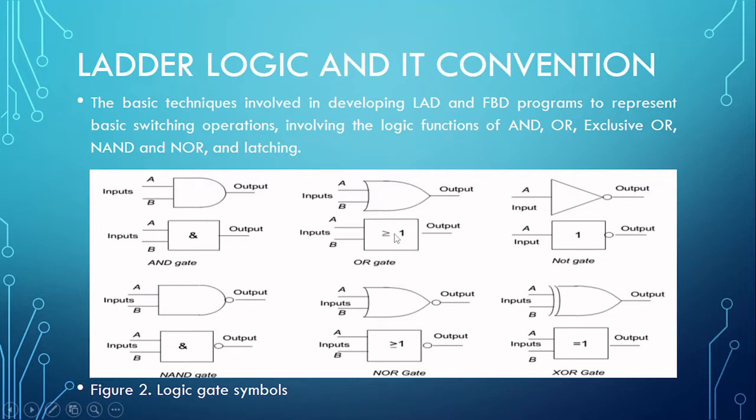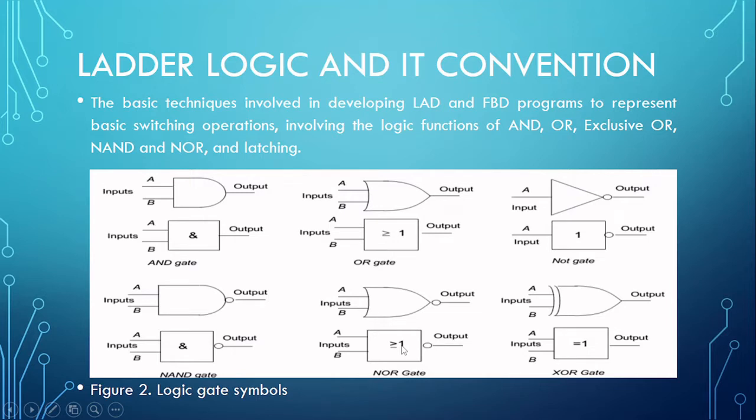And the NOR of this OR gate is this NOT that you have at the output. So whatever output the OR should give you, the reverse is what the NOR gate would give. And equally, this is the function block equivalent of this NOR gate.